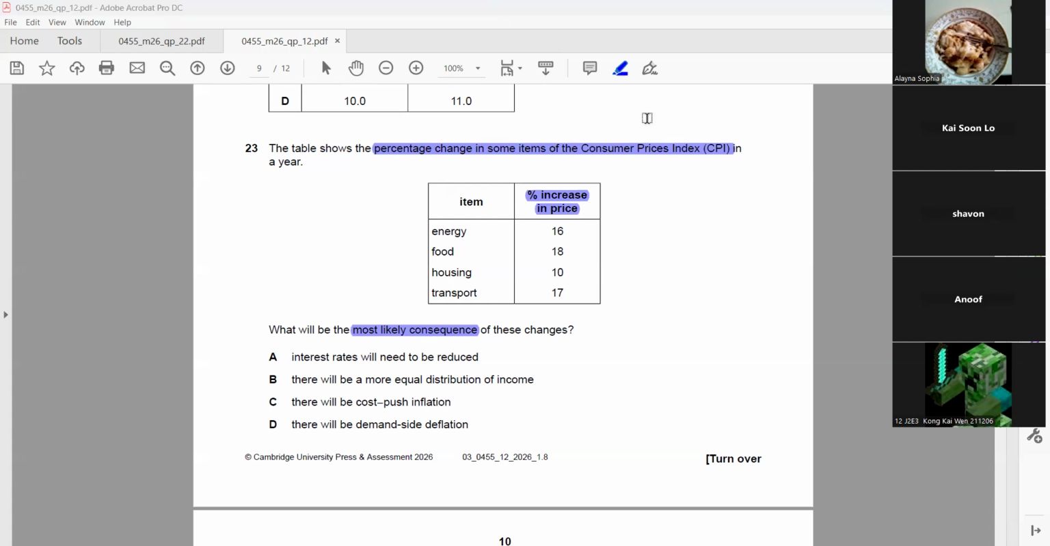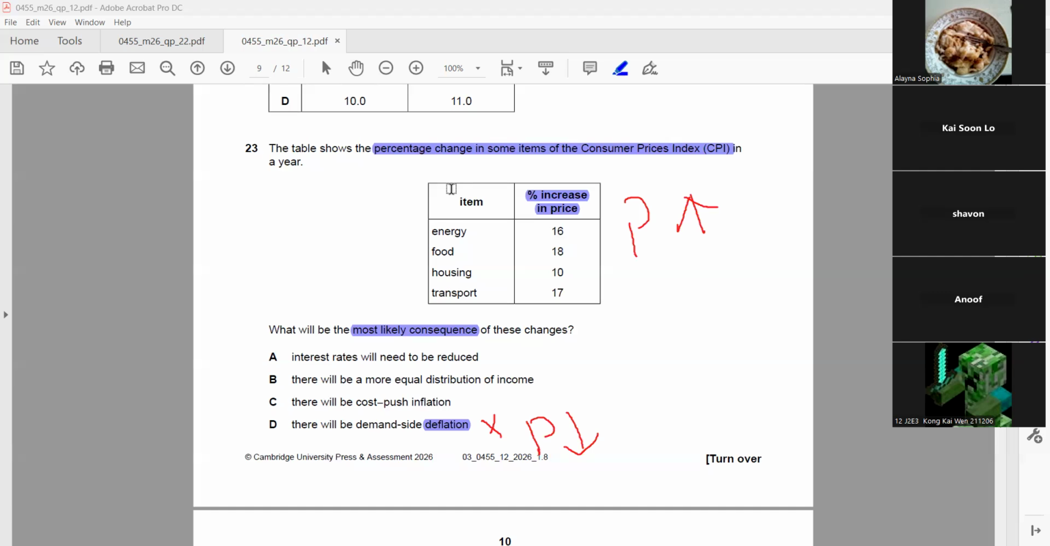Cannot say demand side because it's more towards... Cannot be deflation. Alison, you made a careless mistake. Donkey here is deflation. Cannot. Deflation means price going down. This one, prices increase. No, no, no. This deflation cannot. Deflation means price going down.